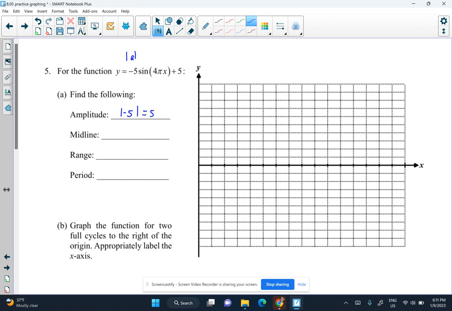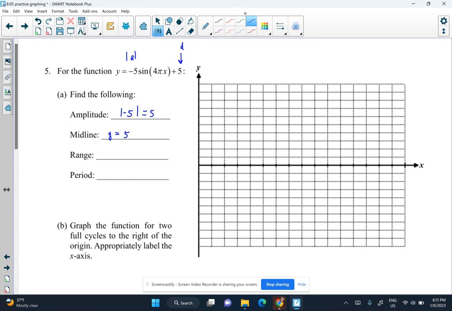The midline represents the line that passes through, like the baseline. It's the vertical shift, and so it's the number that is added or subtracted to the function. So in this case, it's y equals 5.